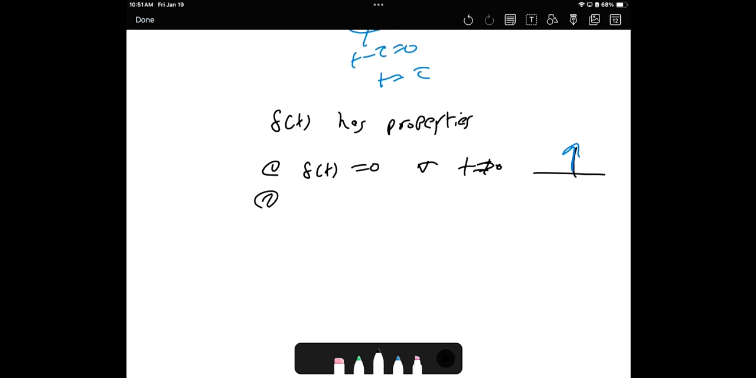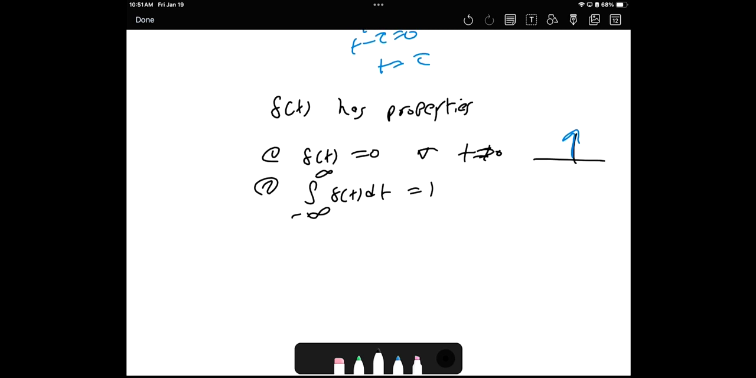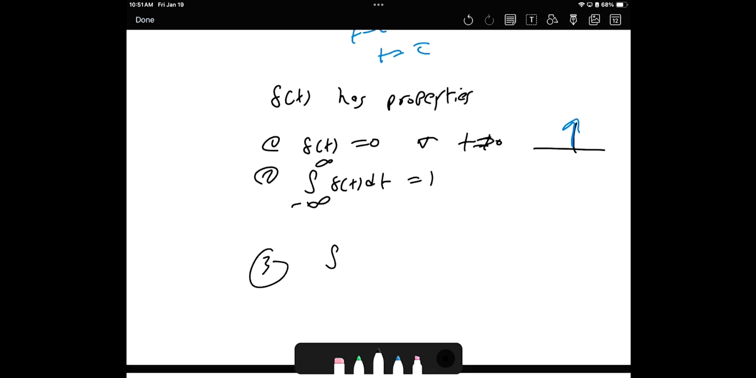And the second property, the integration of delta of t from negative infinity to infinity, dt, will be 1. Because if we do the integration, the overall area for it will be 1. Or we can say that between negative 0.5 to 0.5, or any small number, the integral of delta of t, dt will be 1. So it's not only between negative infinity to infinity. My target is to make the boundary between negative 1 to 1.